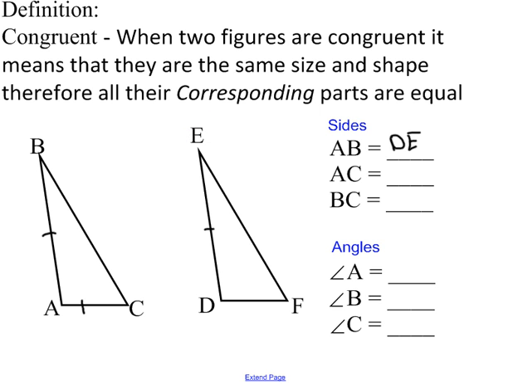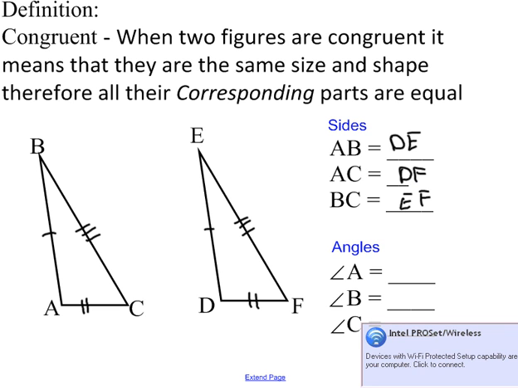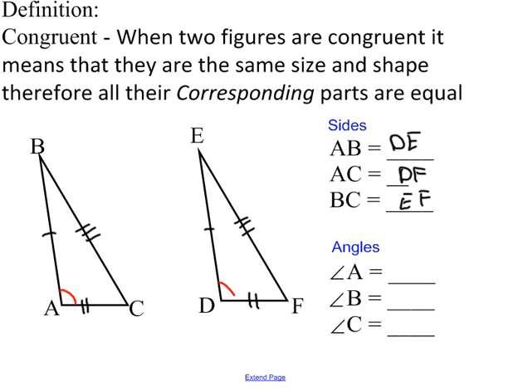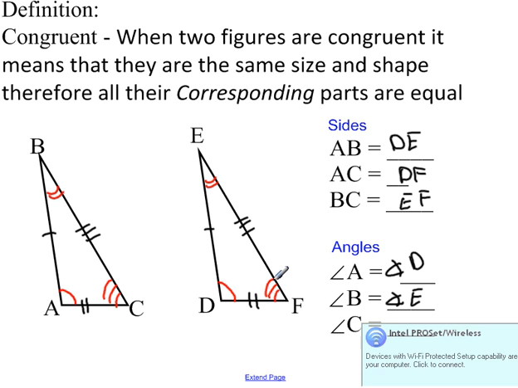Okay, so AC is going to be equal to DF. BC is going to be equal to EF, angle A is going to be equal to angle D, and angle B is going to be equal to angle E, and finally angle C is going to be equal to angle F.